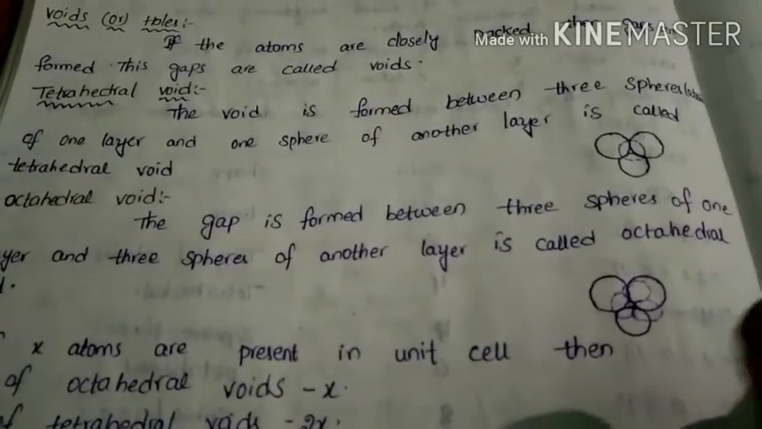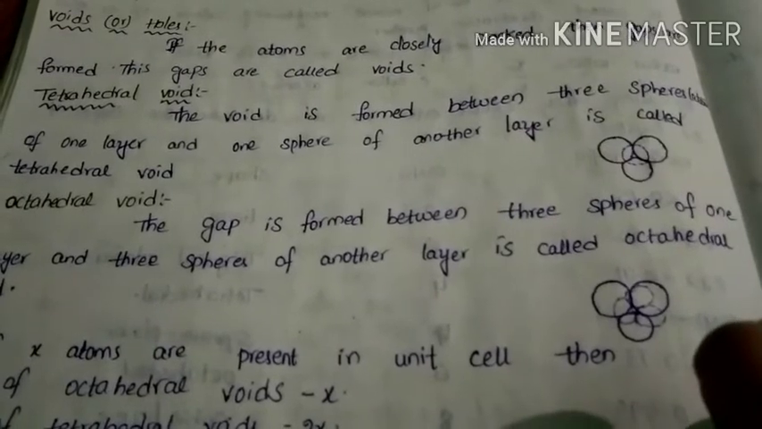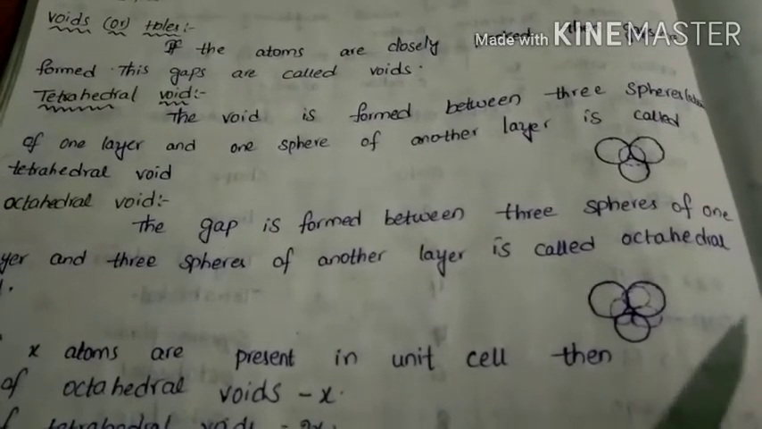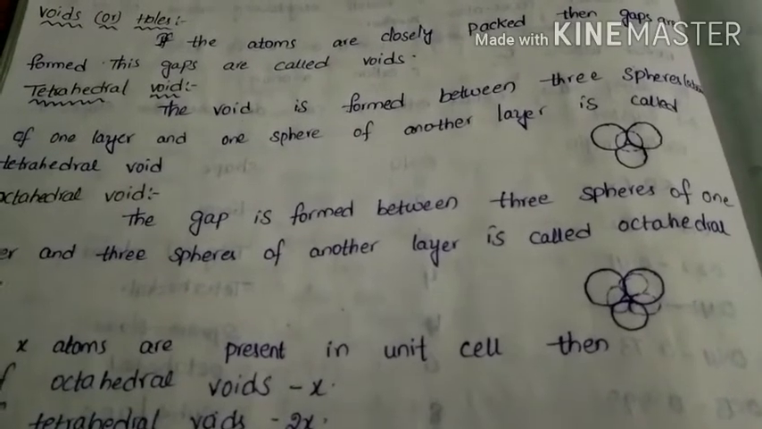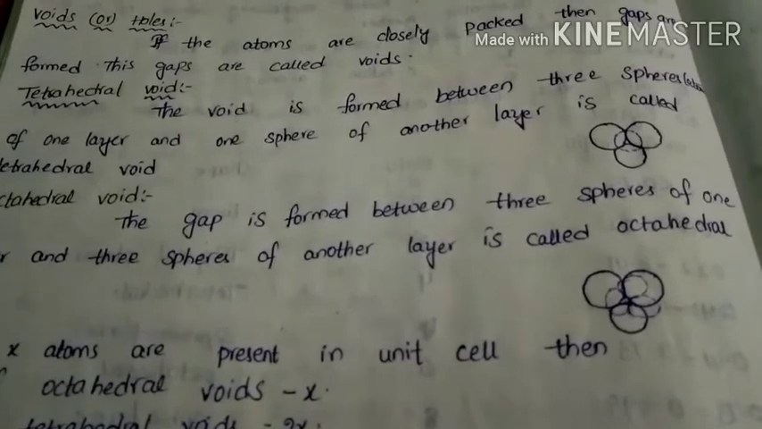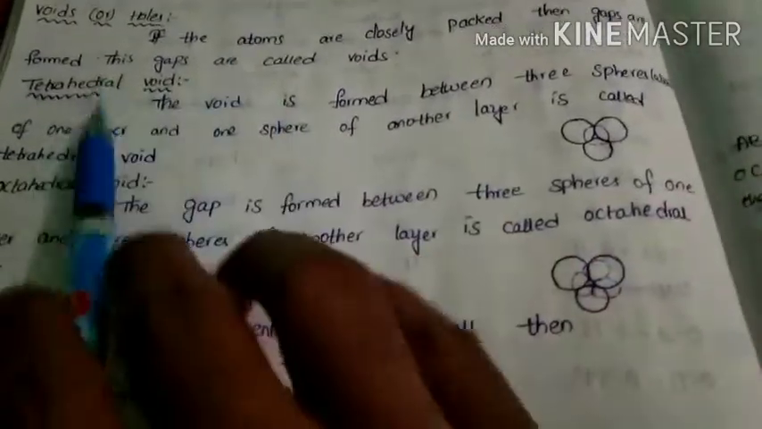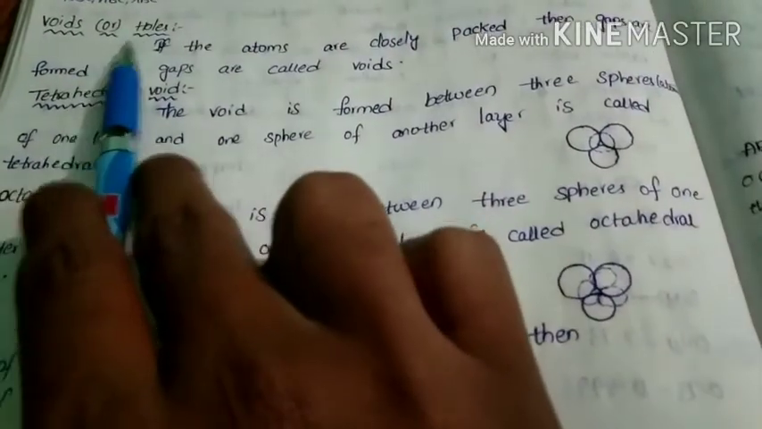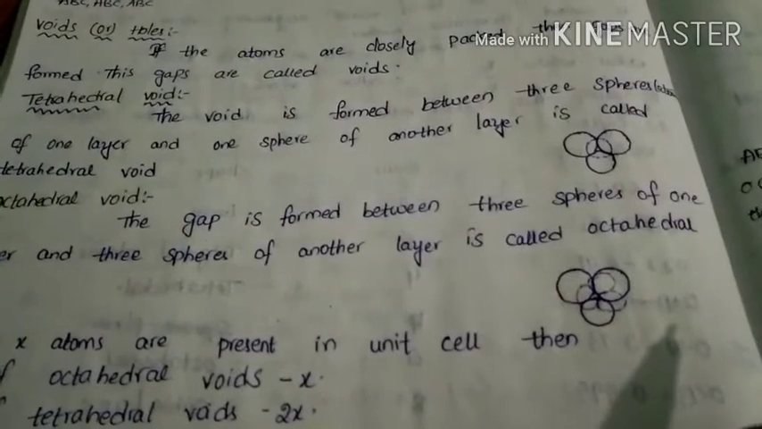Good morning students. In the previous video we discussed coordination number and its value in one dimension, two dimensions and three dimensions, and also we discussed packing efficiency. Now we are going to discuss a new topic, that is voids or holes. Simply, this is also called gaps.